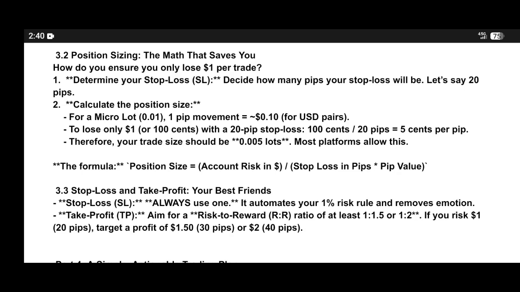Then the next one is stop loss and take profit are your best friend. Stop loss, which is SL, is a must. You must always use one. It automates your 1% risk rule and removes emotion. Take profit, which is TP, aims for a risk to reward ratio of at least 1:1.5 or 1:2. If you risk $1 or 20 pips, target a profit of 1:1.5, which is 30 pips, or $2, which is 40 pips.